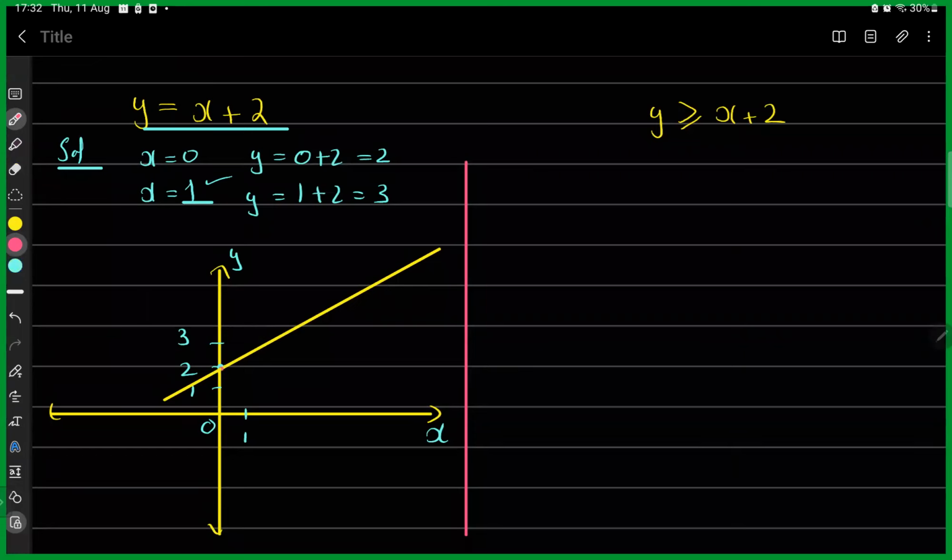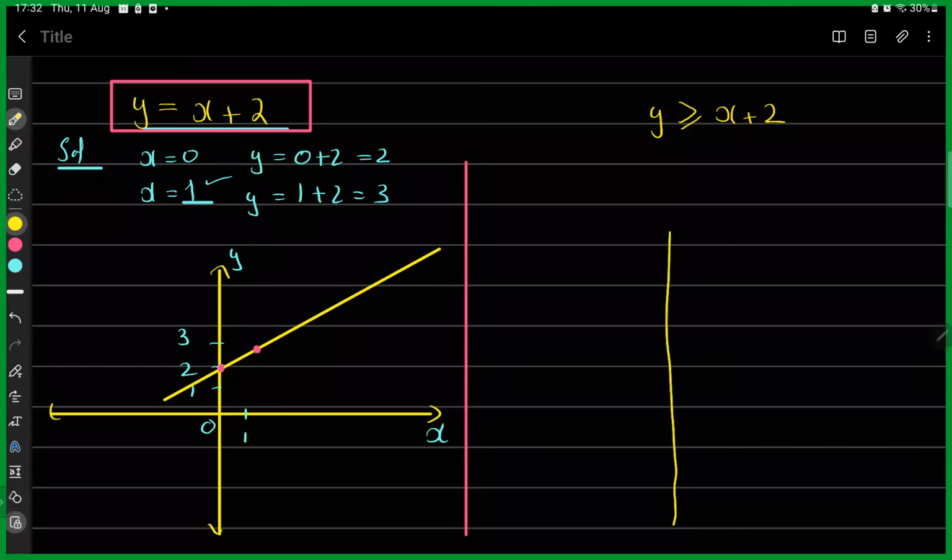So this was the first point. This is your second point, and I've just connected these 2 points and I was able to represent this linear equation graphically. So this is how we represent a line. We know that. Fair enough. Perfect.